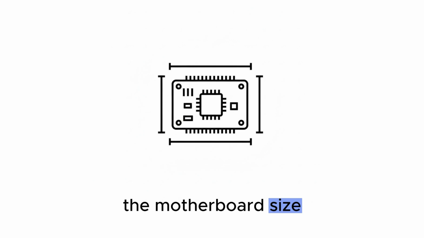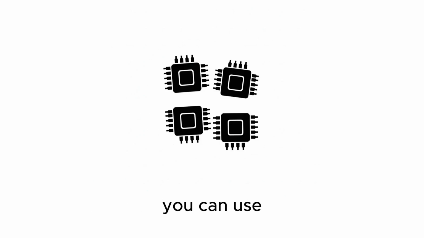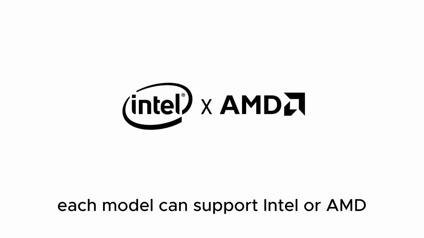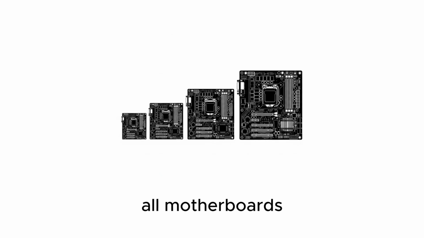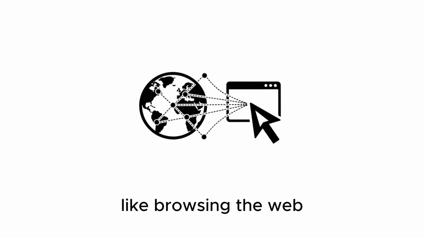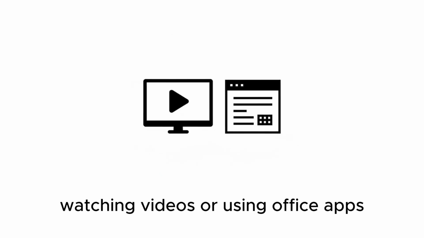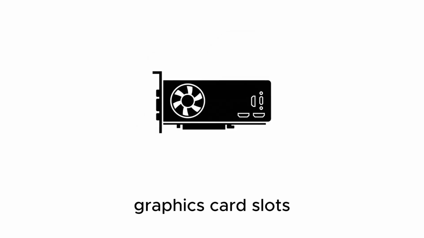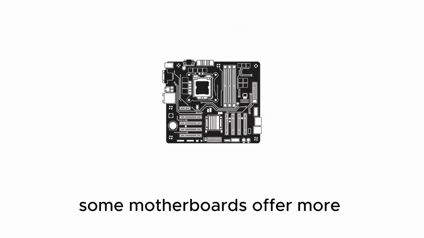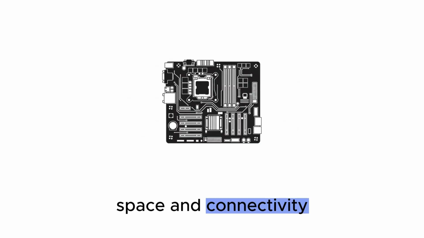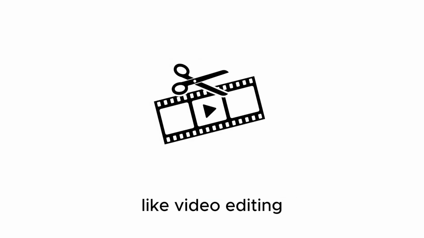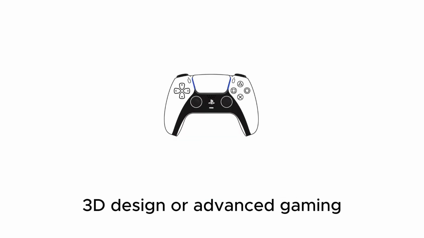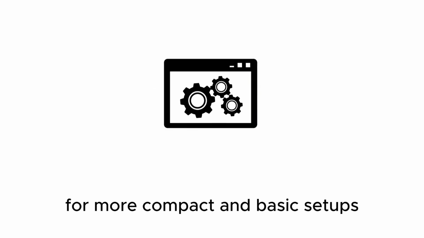The motherboard size doesn't determine which processor you can use. Each model can support Intel or AMD depending on its design. All motherboards can handle basic tasks like browsing the web, watching videos, or using Office apps, and usually come with 2 to 4 RAM slots plus 1 or more graphics card slots, depending on the model. Some motherboards offer more space and connectivity for demanding tasks like video editing, 3D design, or advanced gaming, while others are built for more compact and basic setups.